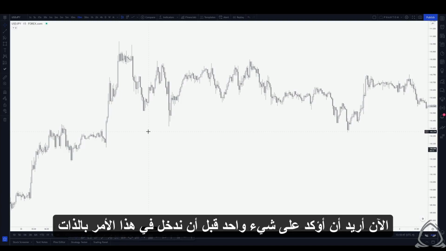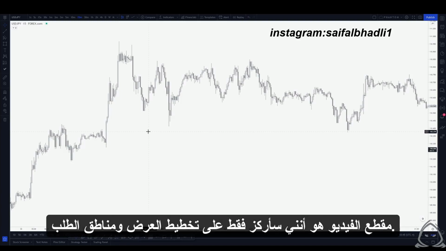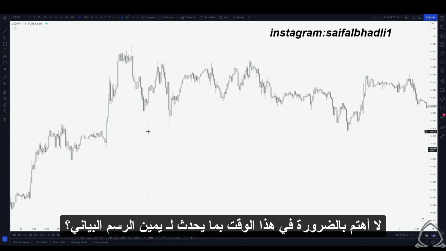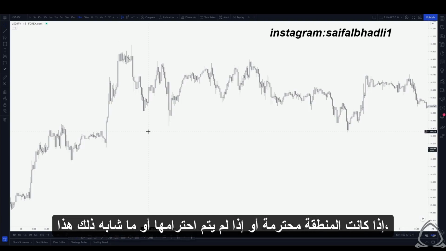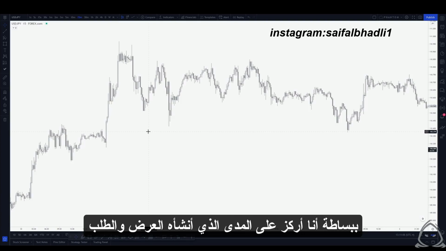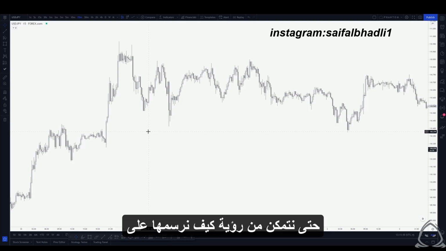Now, one thing I want to stress before we get into this particular video segment is I'm going to be focusing solely on mapping out supply and demand zones. I don't care necessarily at this point in time what happens to the right of the chart, if the zone is respected or if it's not respected or anything like that. Simply put, I am focusing on range created supply and demand zones and pivot supply and demand zones so that we can conceptually see how we map them on a chart.